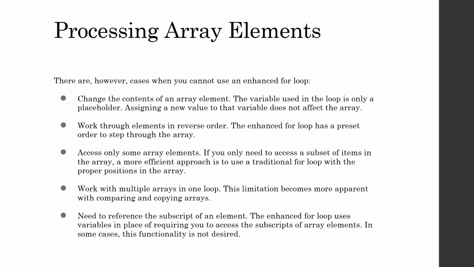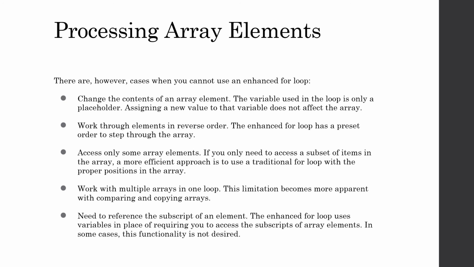If you only need to access some array elements, particularly if you only need to access a subset of items in the array, a more efficient approach is to just use a traditional for loop with the proper positions in the array. What this is primarily referring to would be if you have a very large array. In some cases you have enormous amounts of data that are being stored in arrays, maybe something like a few thousand or tens of thousands of items inside of them, but you only really want to look at, say, maybe about 10 or 20 of those items.